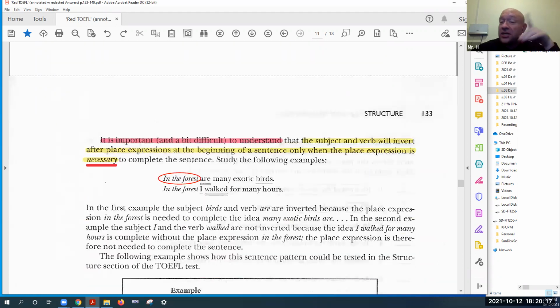Now, let's take a look at two more examples, okay? So Osama, you want to read in the forest.